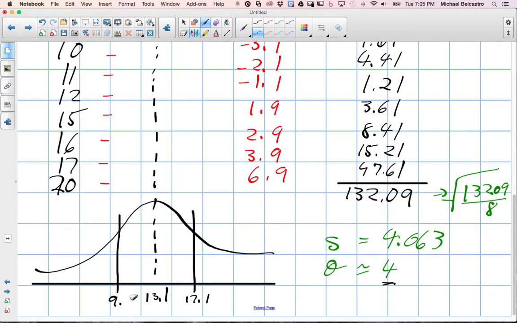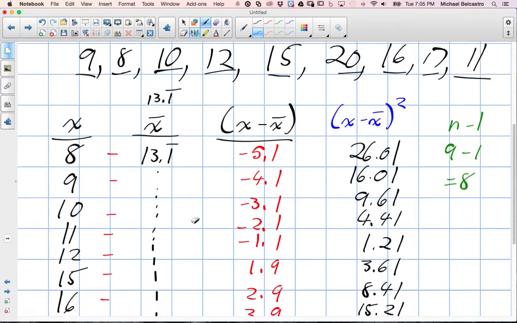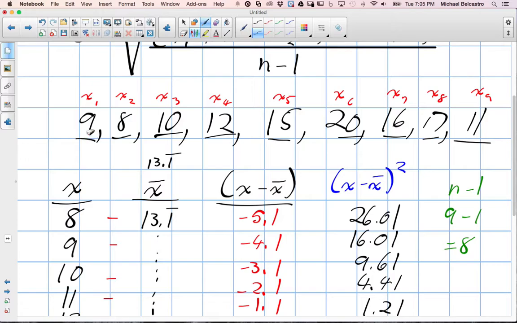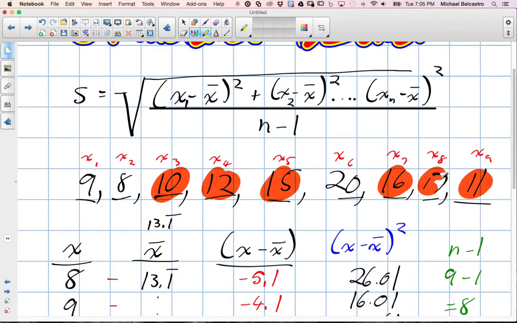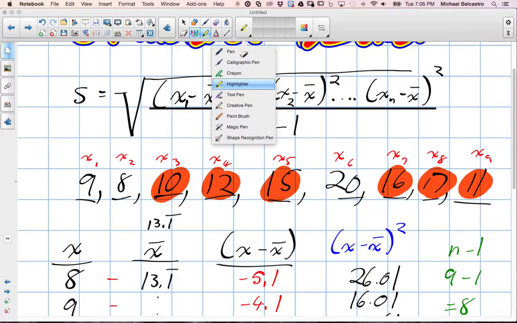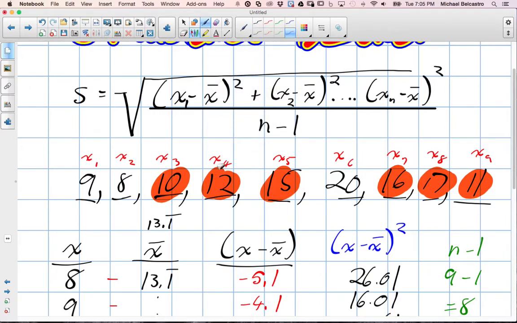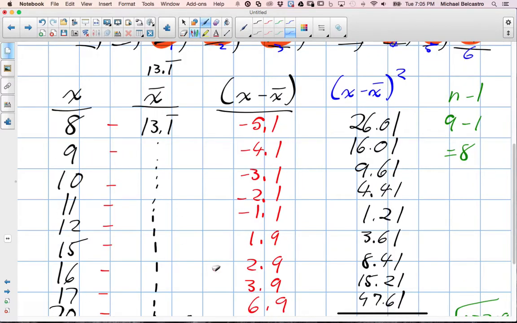So if we have our 9.1 and 17.1, what that says is 68% of our data from above should fall within there. And if we quickly take a look, that's almost all of our data. 9 is technically just outside of that, and so is 8. But 10 was within there, 12 was within there, 15, 16, 11, and 17.1. So I'm going to test this. Now it's a really small sample, so it's not always extremely accurate. And we did make these numbers up. But there's 1, 2, 3, 4, 5, 6. 6 of our 9 pieces of data fell in there.